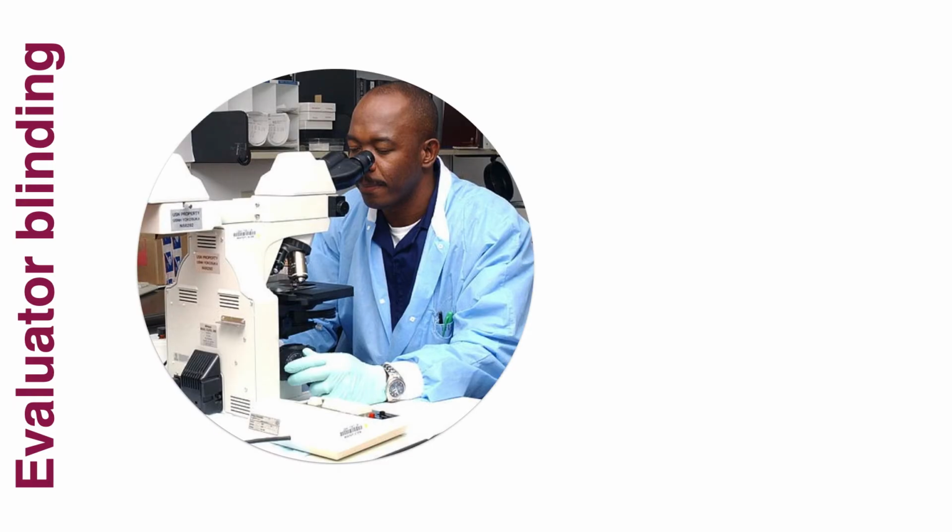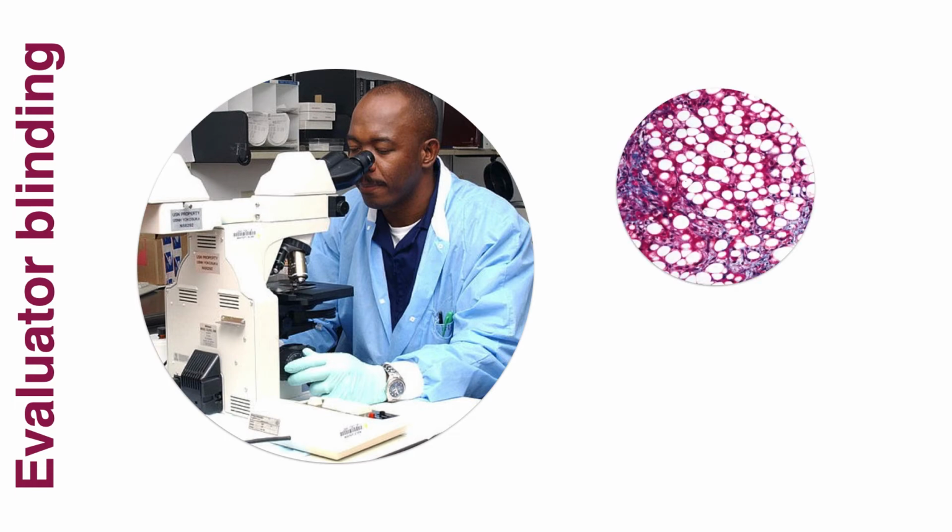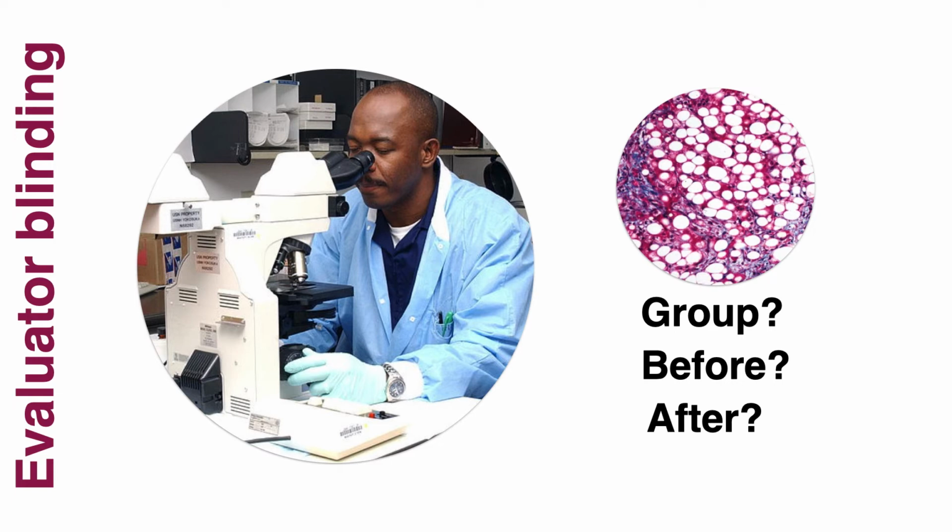Evaluator blinding helps to prevent those assessing outcomes from being influenced by knowing who was given which intervention. For example, a pathologist grading change in disease score based on what they see under a microscope. They would not be told from which group the sample was, or whether it was collected before or after the intervention. This is so that expectation doesn't influence the more subjective aspects of their work.